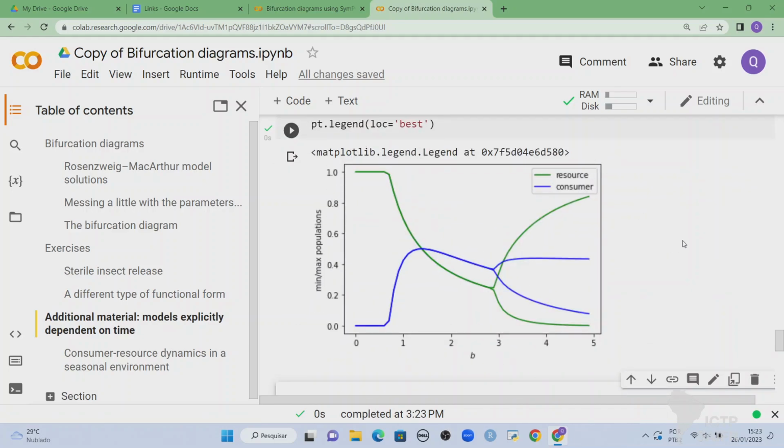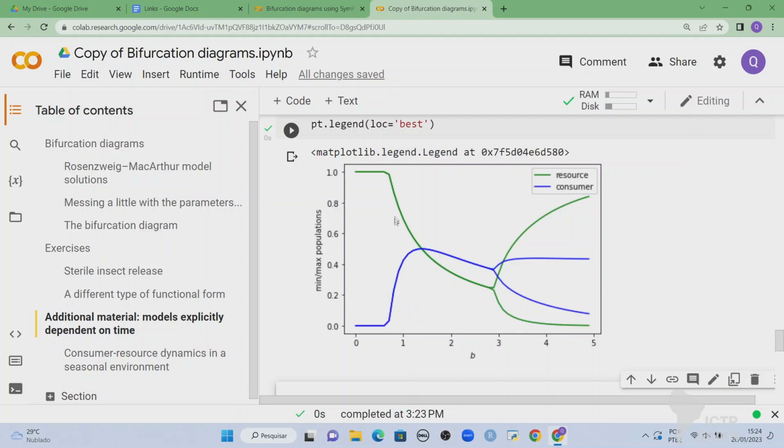Yeah. Very nice plot, huh? So at the beginning here, I have that the resource is at 1, at its carrying capacity, and the consumer is extinct. Now, for some value of B here, close to 0.8 or 0.7, I don't know. You see here that there's a small step. This is probably because I don't have a lot of points, so maybe I should plot this with more points, right? Or maybe I didn't wait long enough for this to settle. I'm not sure.